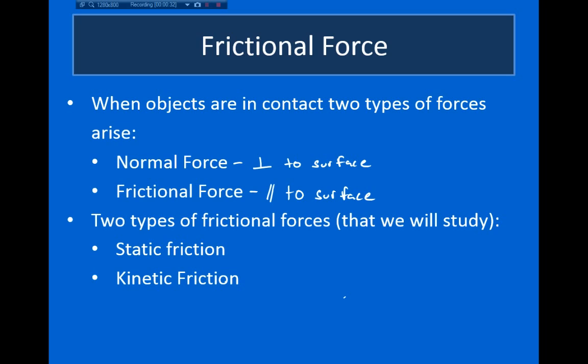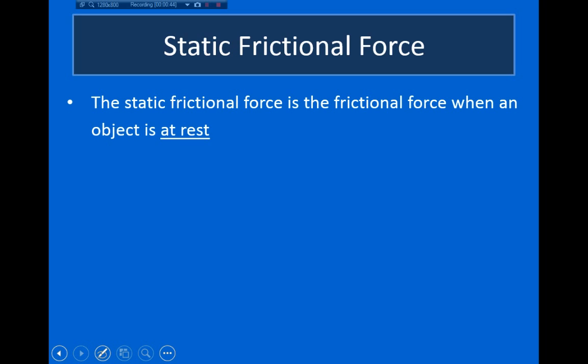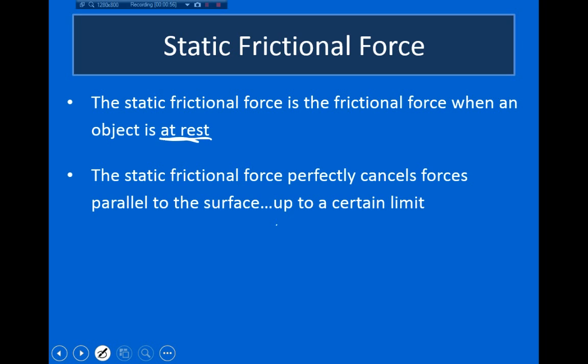Now it turns out that there are actually two types of frictional forces that we're going to talk about in this class anyways. And these are the static frictional force and the kinetic frictional force. The static frictional force is the frictional force that is exerted on an object that is at rest. Okay? So the static frictional force essentially acts like a normal force.